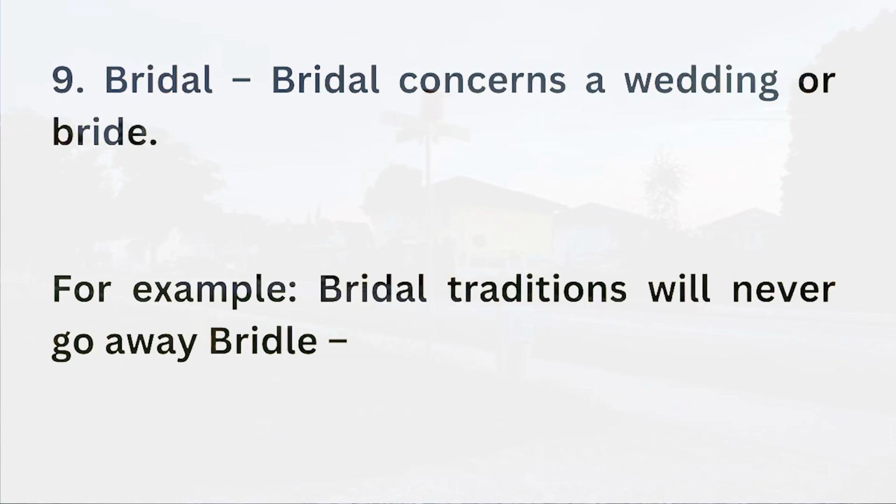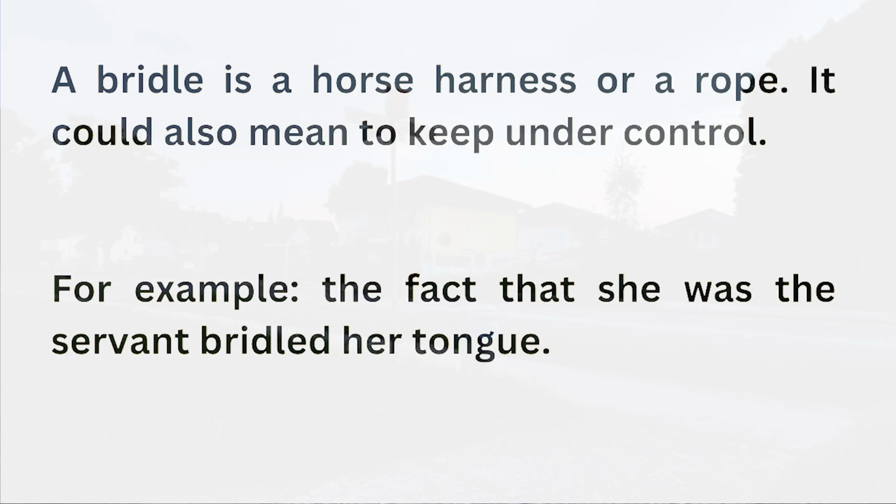9. Bridal. Bridal concerns a wedding or bride. For example, bridal traditions will never go away. Bridle. A bridle is a horse harness or a rope. It could also mean to keep under control. For example, the fact that she was the servant bridled her tongue.